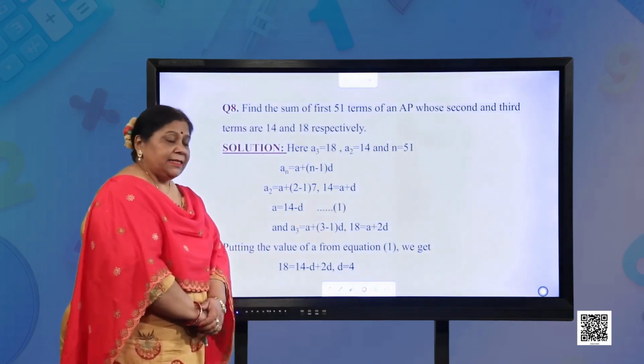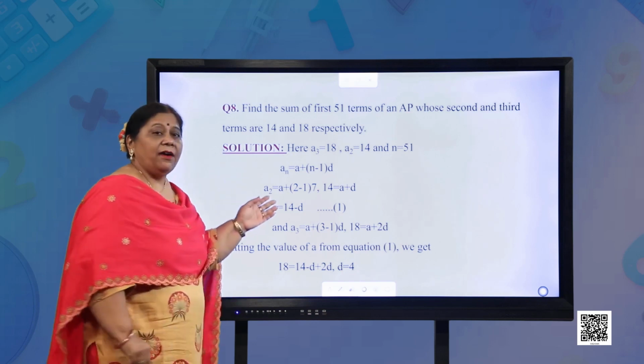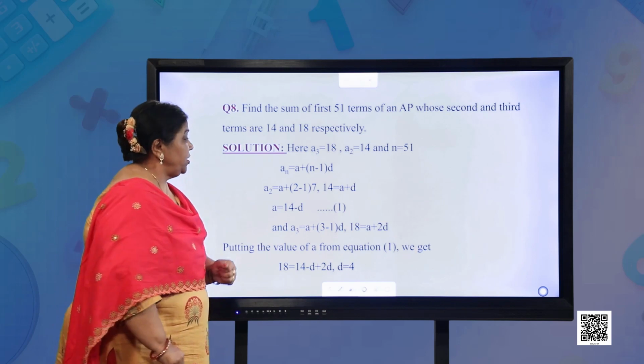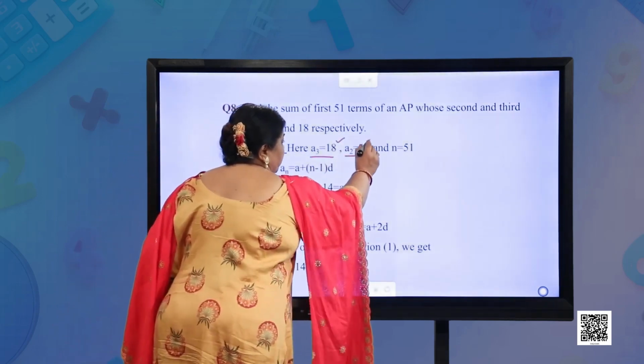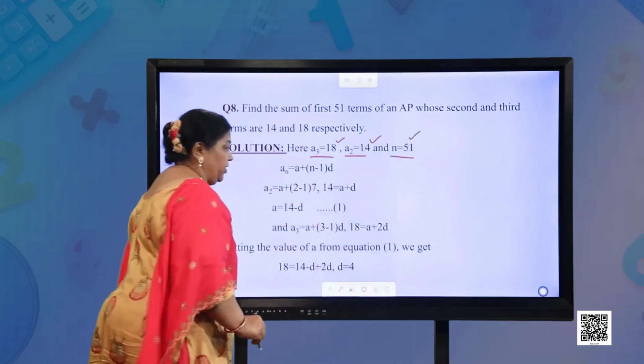Find the sum of first 51 terms of an AP whose second and third terms are 14 and 18 respectively. Very interesting question. A3 is 18 and A2 is 14, and we are also given n is equal to 51.